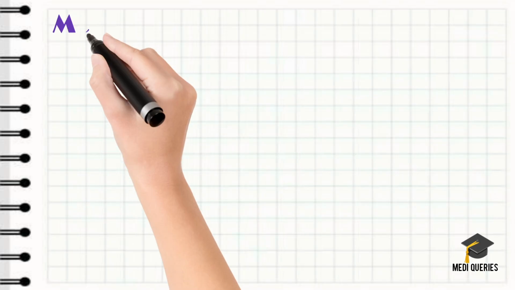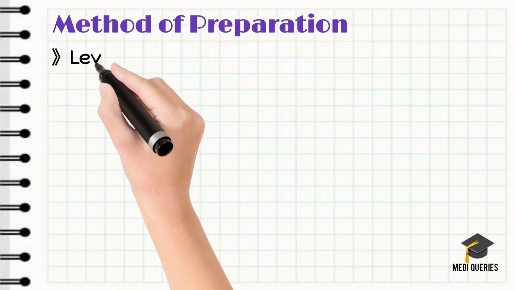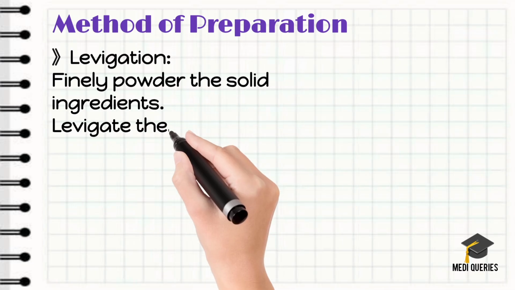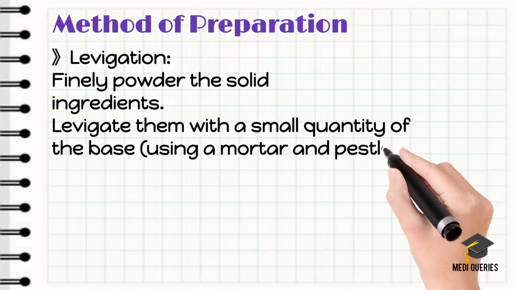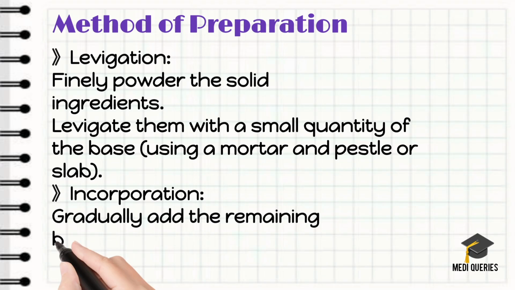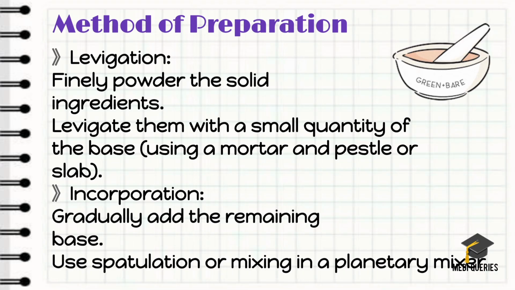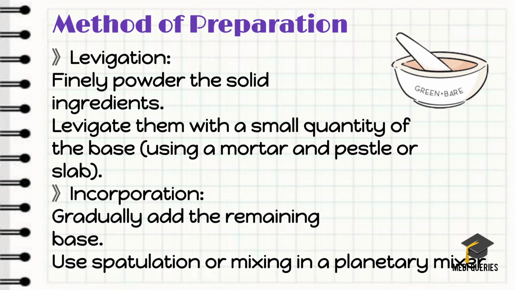Next are the steps in the formulation of a paste. The preparation of a paste involves the following steps: trituration, levigation, incorporation, homogenization, and finally packing. In trituration, finely powder the solid ingredients to achieve a uniform particle size. For that, we simply take the ingredients of the paste and triturate them in a mortar.